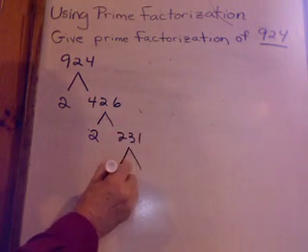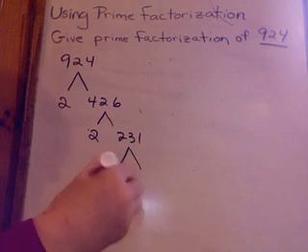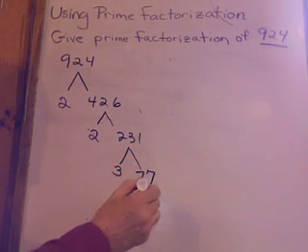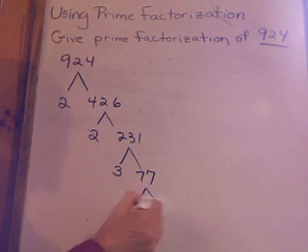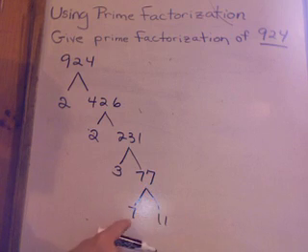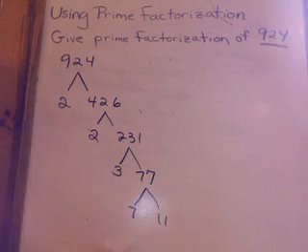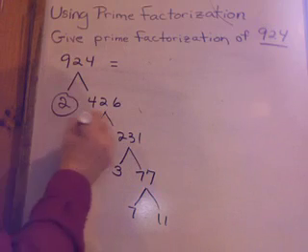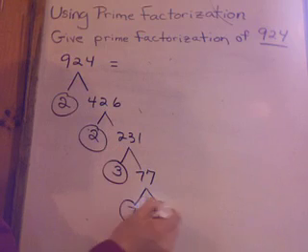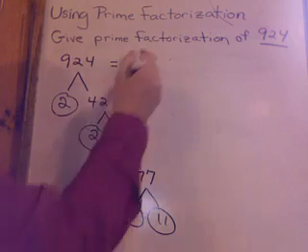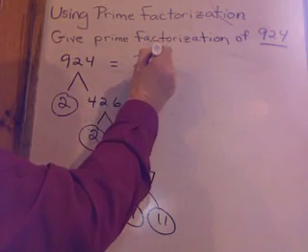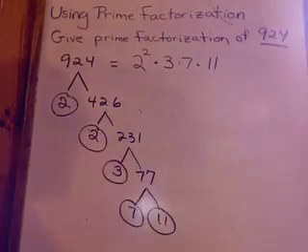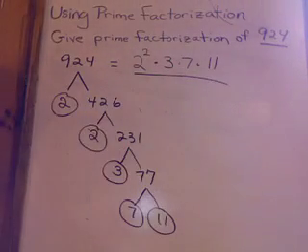Well, let's try 3. 3 times 77. You think 3 is going to go into that? No. What's a quick thing? How about 7 times 11? And then that's prime, prime, prime, prime. Okay, so the prime factorization of 924, these are the numbers. Here's how to write the answer. Since there's 2 2's, I write 2 squared times 3 times 7 times 11. That's the prime factorization of 924.